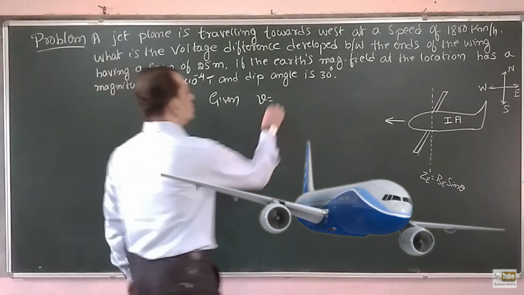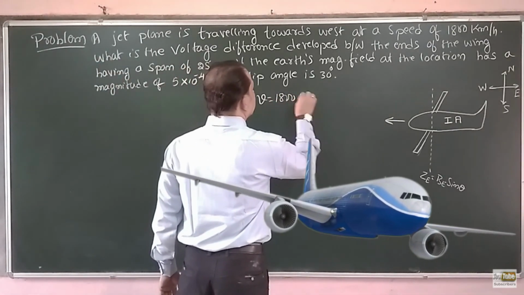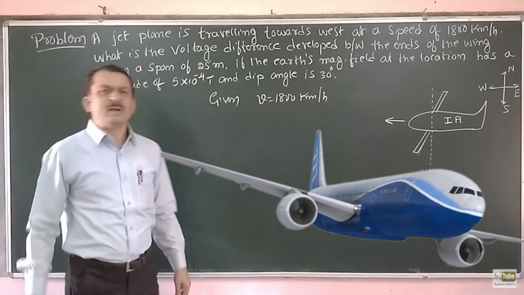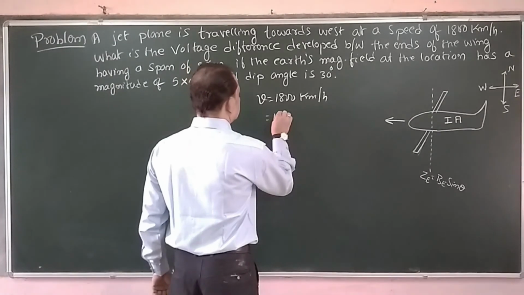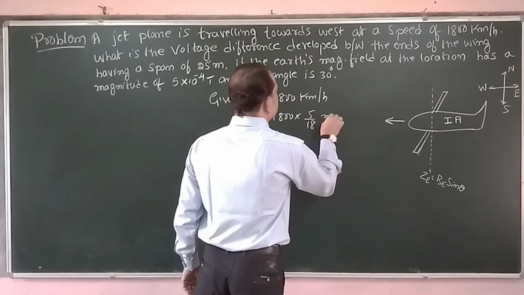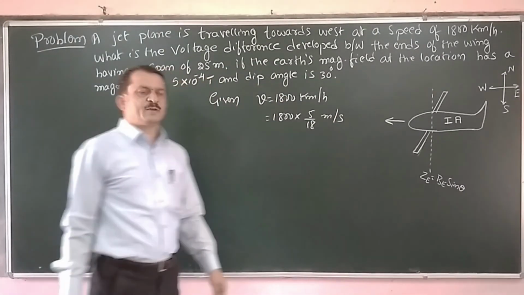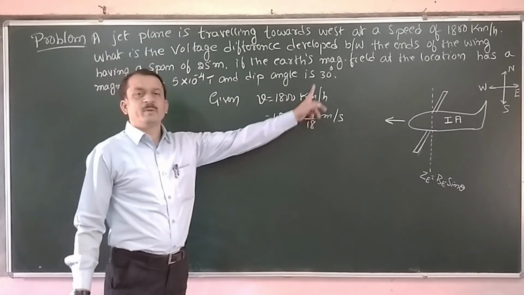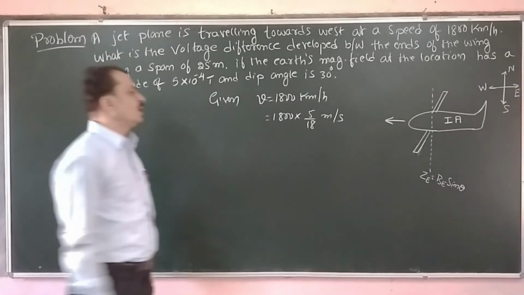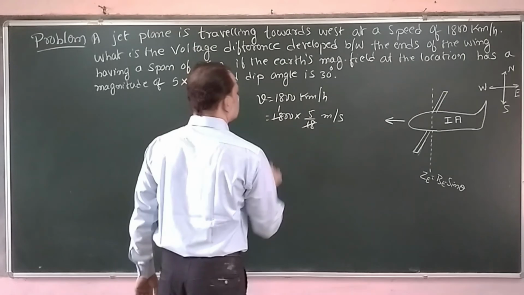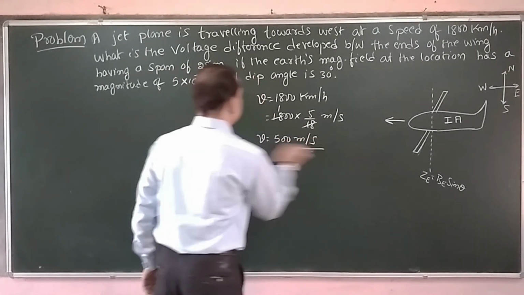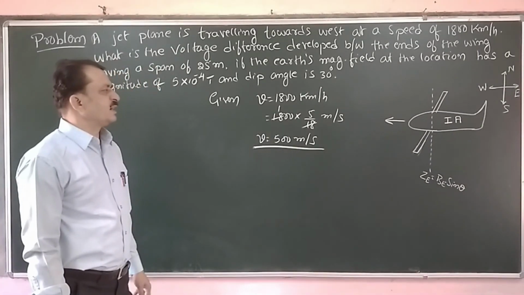Now the given things, the speed v is 1800 kilometer per hour. We have to convert it into meter per second. That is equal to 1800 into 5 by 18 meter per second. We know we convert kilometer per hour into meter per second by multiplying it by 5 by 18. Therefore, the speed is 500 meter per second.